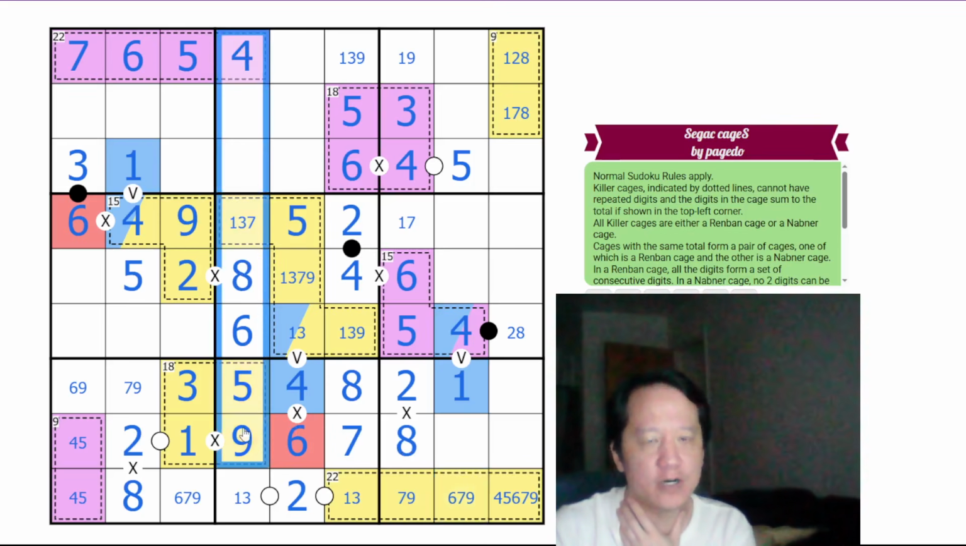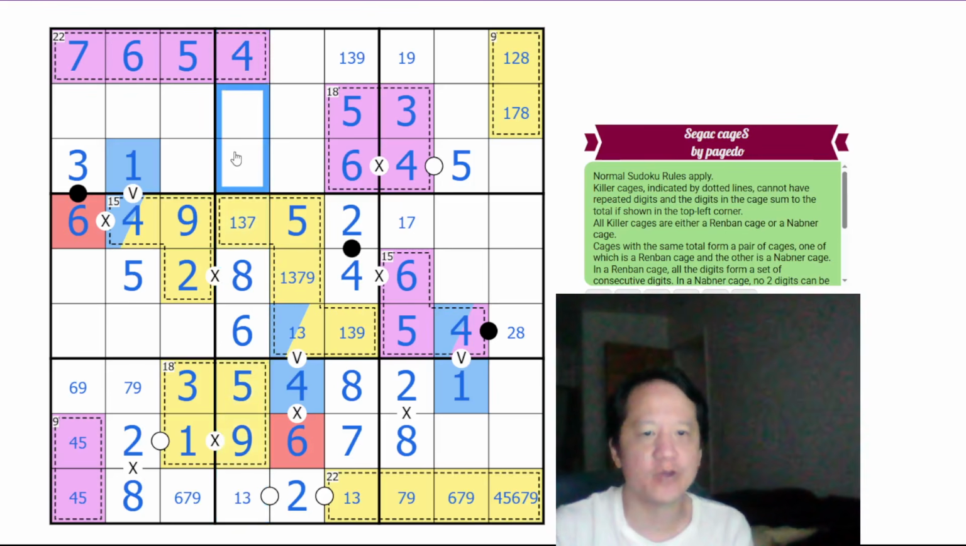Remaining digits of column 4. We have 1, 2, 3, and 7. No 1, 3 here because of 1, 3 in the row. No 3 here because of 3 in the row.